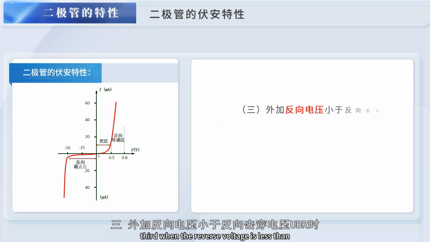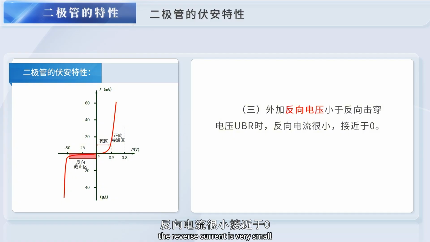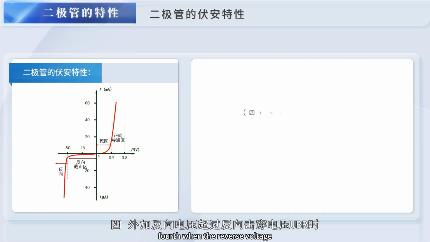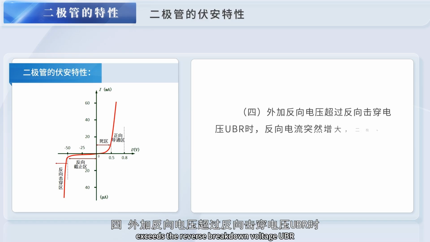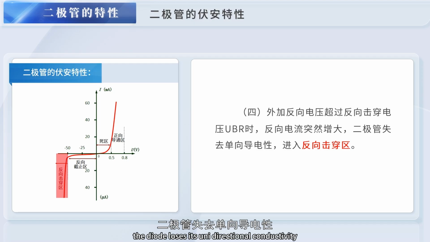Third, when the reverse voltage is less than the reverse breakdown voltage, UBR, the reverse current is very small. Fourth, when the reverse voltage exceeds the reverse breakdown voltage, UBR, the reverse current suddenly increases. The diode loses its unidirectional conductivity. The diode enters the reverse breakdown region.